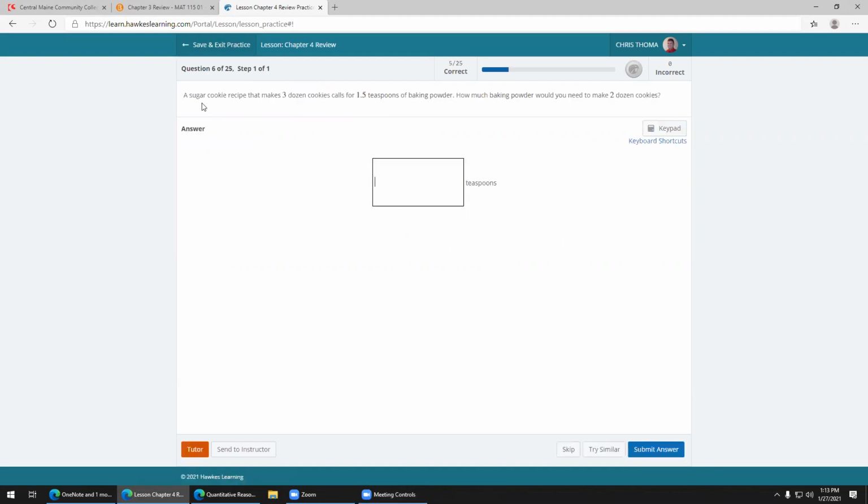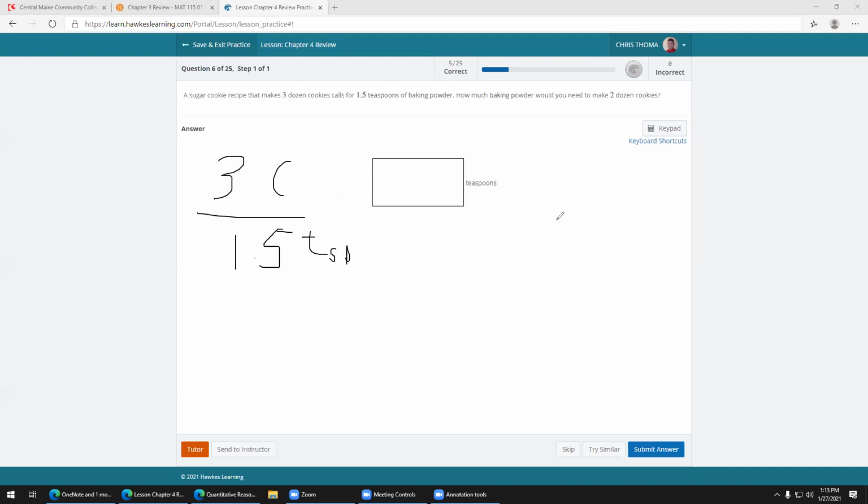All right, so a sugar cooking recipe that makes 3 dozen cookies calls for 1.5 teaspoons of baking soda. How much baking soda will we need to make 2 dozen cookies? So this is kind of a cross rate problem because they are different measurements. So if I know there's 3 dozen cookies for every 1.5 teaspoons, I think it's TSP.